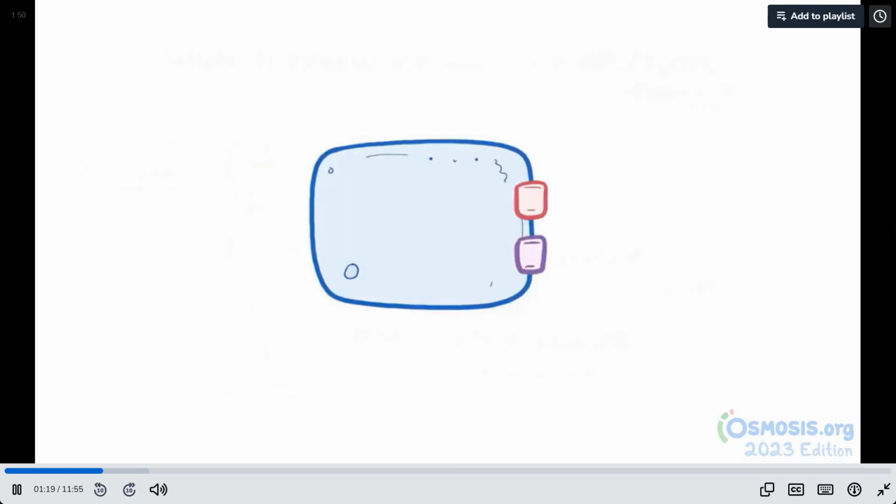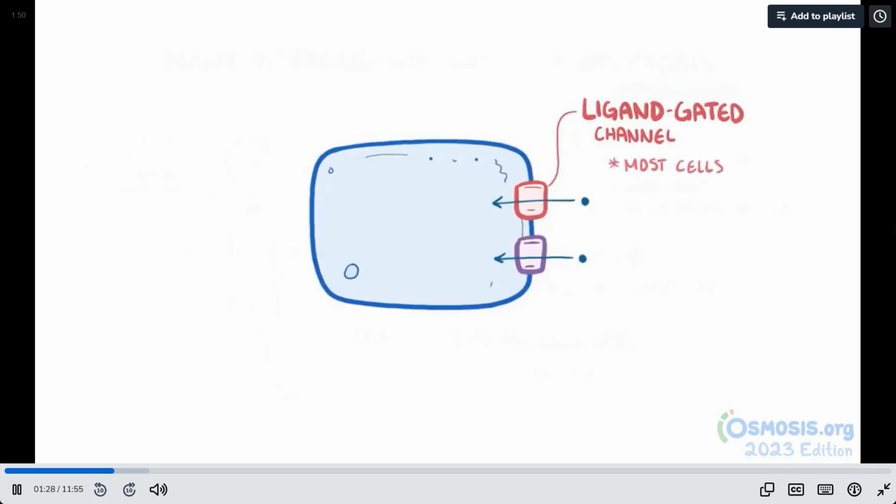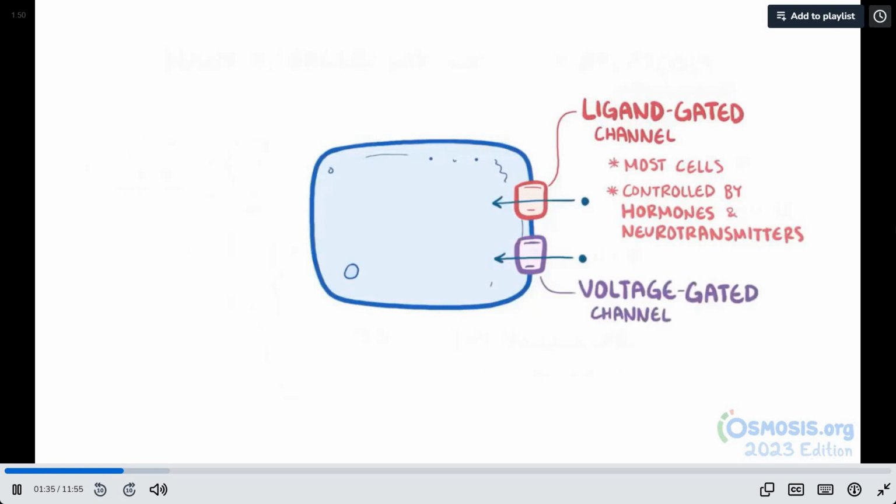Now, calcium gets into the cell through two types of channels, or cell doors, within the cell membrane. The first type are ligand-gated channels, which are what most cells use to let calcium in, and are primarily controlled by hormones or neurotransmitters. The second type are voltage-gated channels, which are mostly found in muscle and nerve cells and are primarily controlled by changes in the electrical membrane potential.